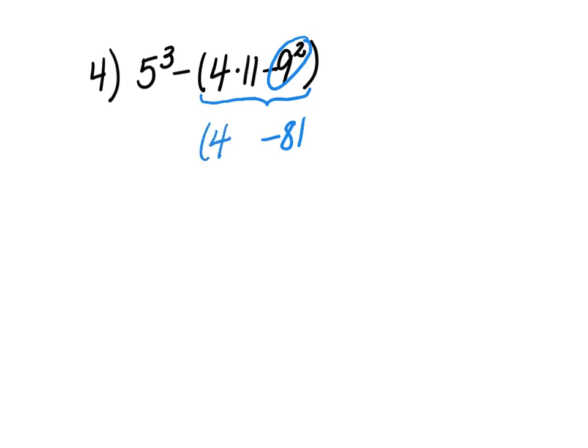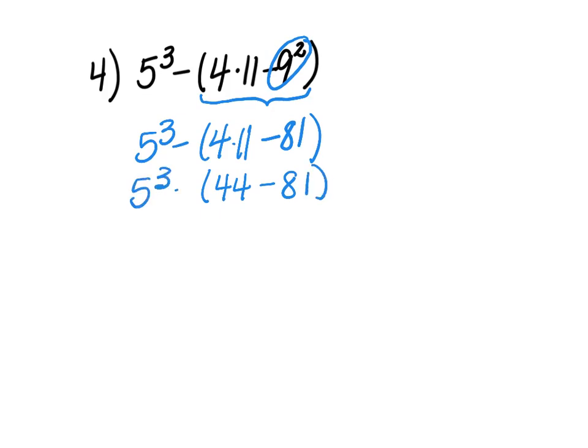Remember, I'm just working in my grouping symbol right now. So now within that grouping symbol, I have 4 times 11 minus 81. So 4 times 11 is 44. Then I'll just bring down the rest of my problem. Now I'm still working in that grouping symbol because my goal is to get it down to one number. 44 minus 81 is a negative 37. And I'm going to keep the parentheses here.